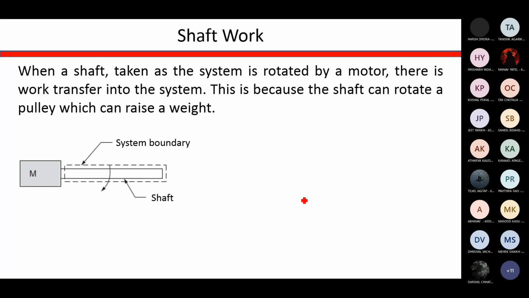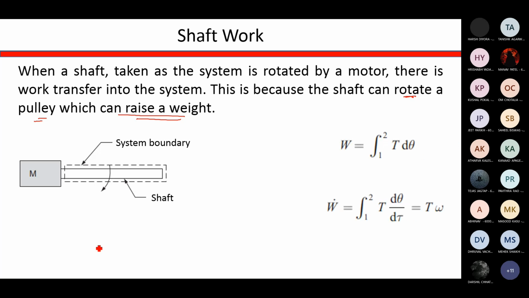Now the next type of work is nothing but the shaft work. So you are familiar with this kind of work. So what is shaft work? Now this time I'm taking shaft as a system. So the system boundary is shown here. So shaft is taken as a system. Now this is definitely a kind of work, right? Why? Because your shaft can rotate a pulley, and this pulley can raise the weight.